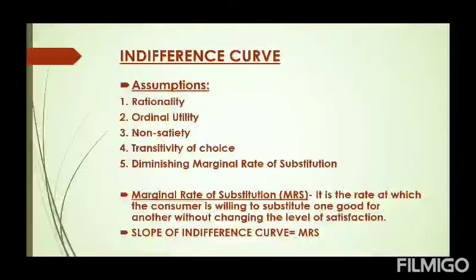What are the assumptions? The very first assumption is rationality. That means the consumer is assumed to be rational. Means he is trying to attain the highest possible indifference curve so that the maximum level of satisfaction can be reached. The second one is ordinal utility. As I already told you, this utility concept is under ordinal utility analysis, not the cardinal one. That means utility cannot be measured.